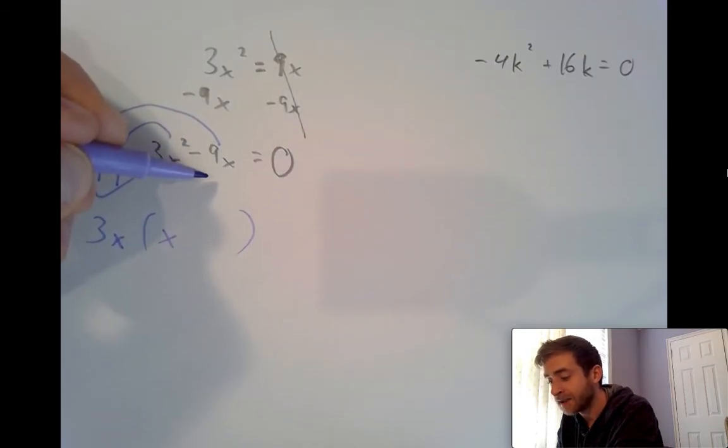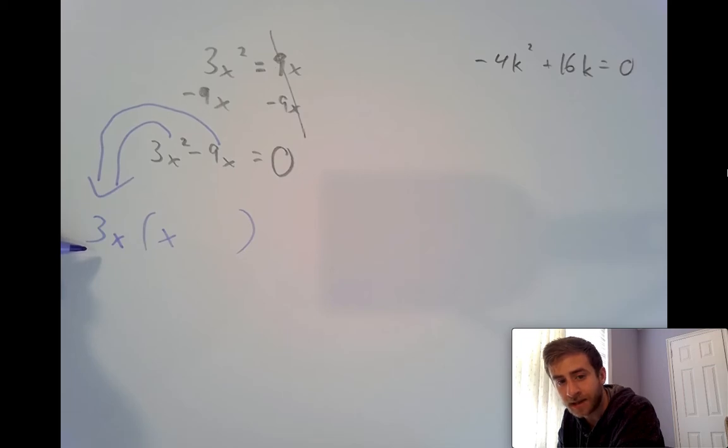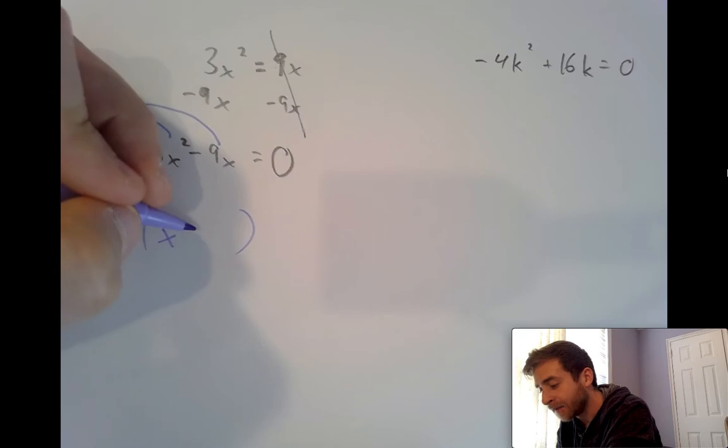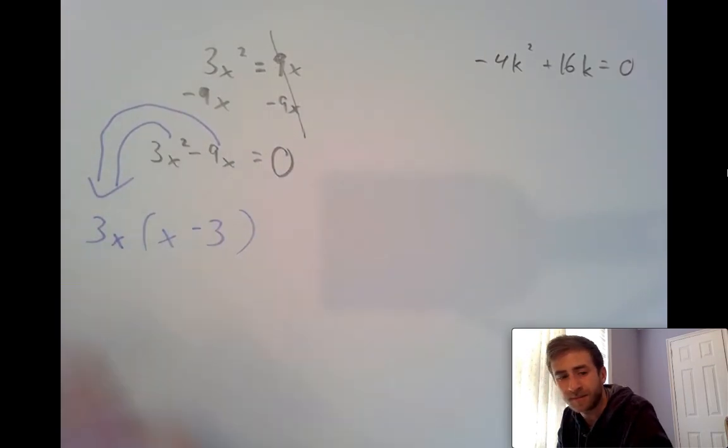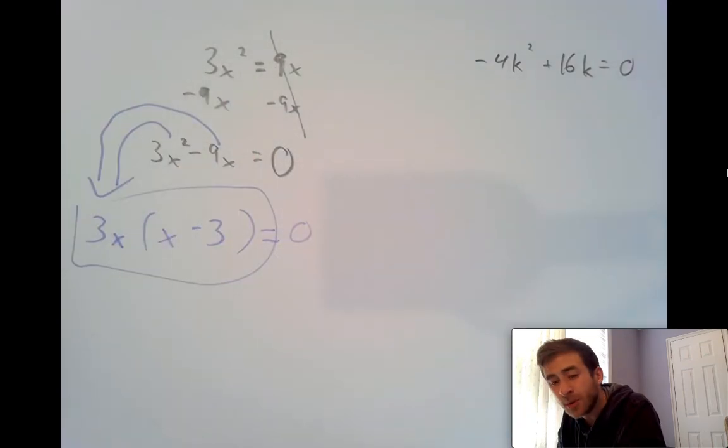Negative 9x, divide out a 3x, is going to be 9. Negative 9 divided by 3 is negative 3. X, divide the x away. That's it. We're done with it. So here is my factored form, but now we want the solutions.